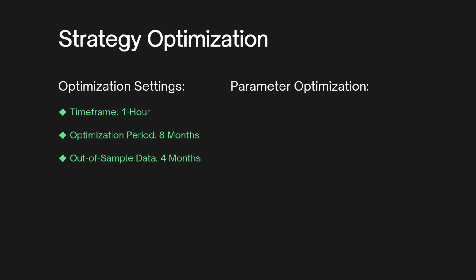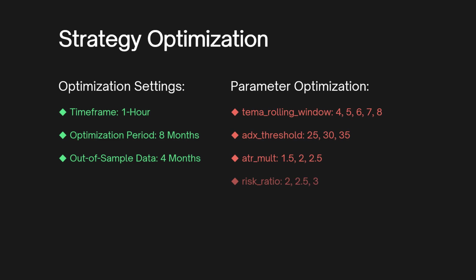We'll focus on tuning the most important settings. TEMA rolling window: since crossover signals don't always happen at the same time, this defines how long the setup stays valid. ADX threshold helps us filter for strong trends only. ATR multiplier and risk ratio, used to calculate stop loss and take profit levels effectively, balancing risk and reward. We'll use Freqtrade's HyperOpt tool to find the best combination for max profit with low drawdown. Once that's done, we'll run a backtest and see how the optimized strategy performs.